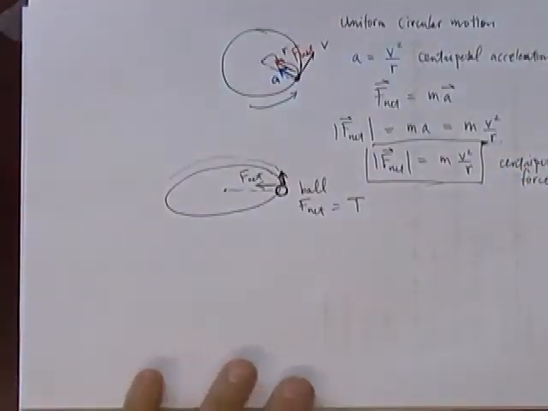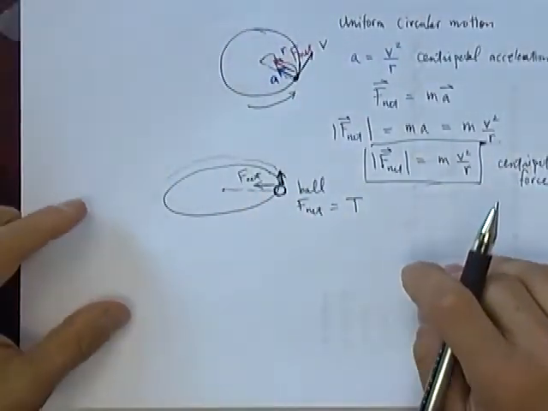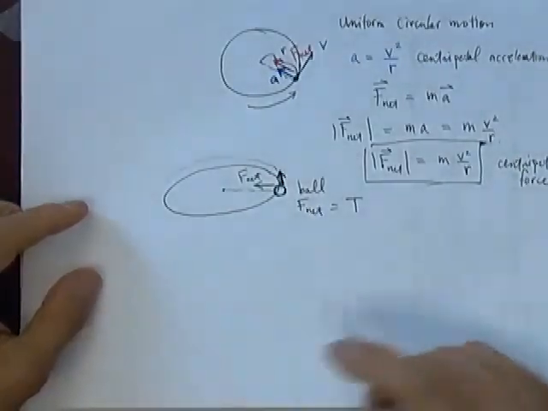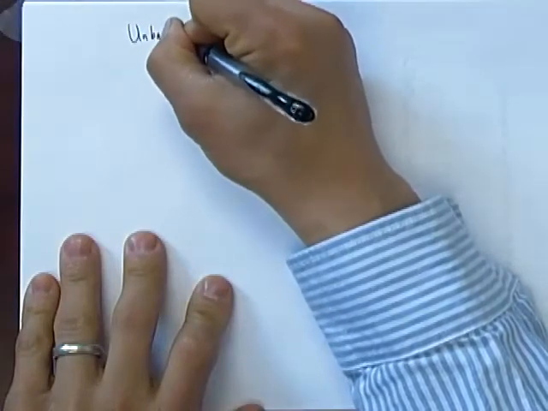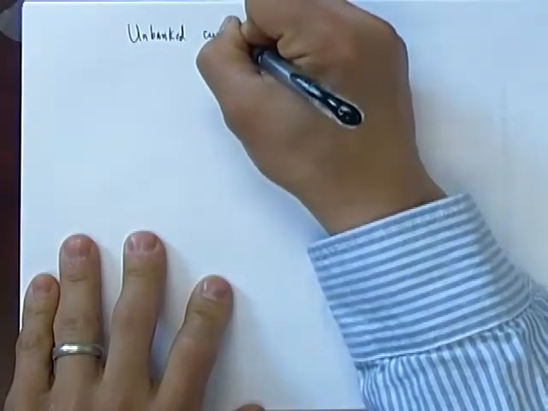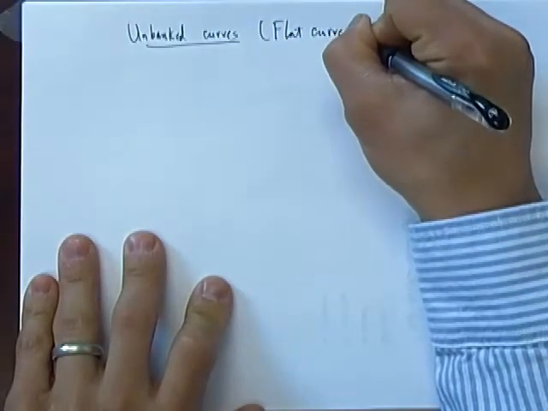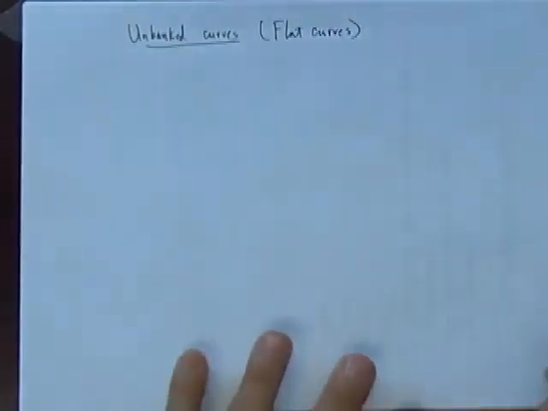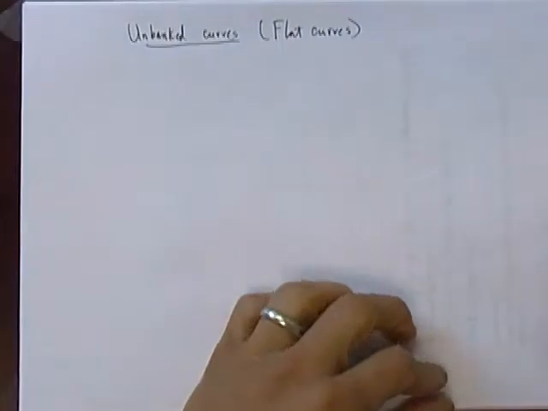So you can consider, for example, a car going around a curve. Okay, so let's do a new sheet. So this will be what's called an unbanked curve. Okay, it's just a flat curve for cars. So this is kind of appropriate since it snowed today. You want to think about your car making a turn.